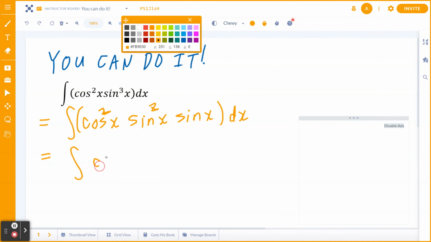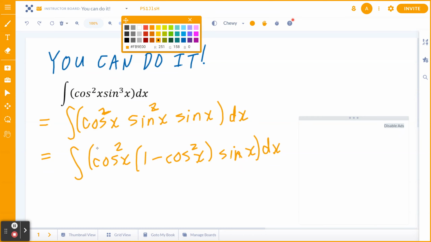Now, you copy cosine x squared. And again, think about sine squared x and the correlation with cosine x squared. So instead of writing sine x squared, we write this as 1 minus cosine x squared in brackets, copy everything else just like that.